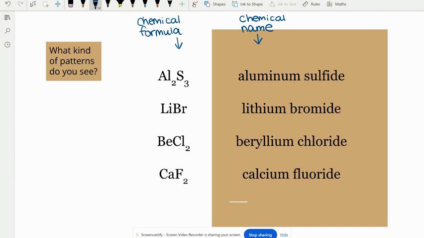I'd like you to take a moment, maybe 30 seconds, and tell me, what kind of patterns do you see? Maybe you can tell somebody next to you since I'm not there. So maybe take notice. What about the endings? What about the names? What do you notice? Maybe compare it with the periodic table.